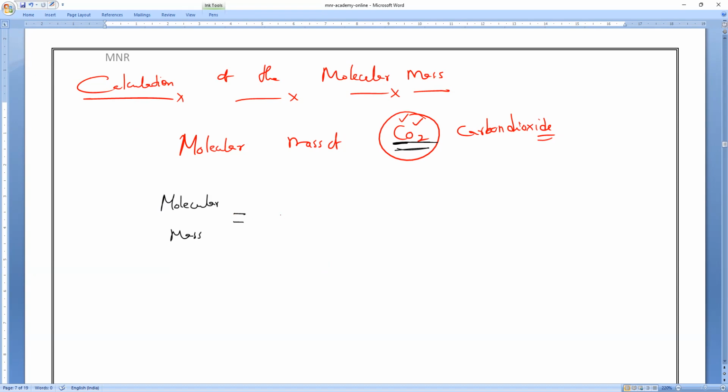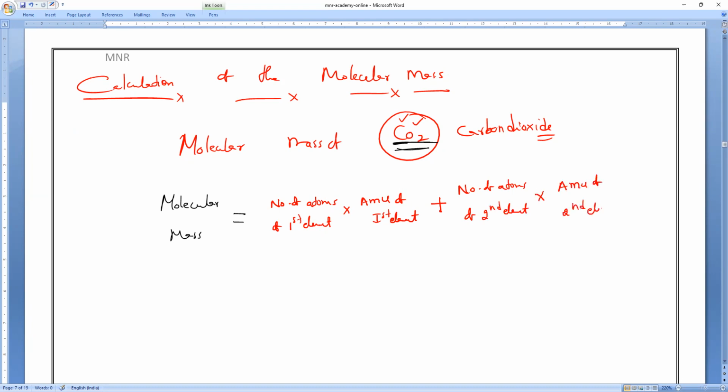First, the formula is, write it. Number of atoms of first element into atomic mass, in amu, of first element, plus number of atoms of second element into atomic mass of second element. So this is the formula.